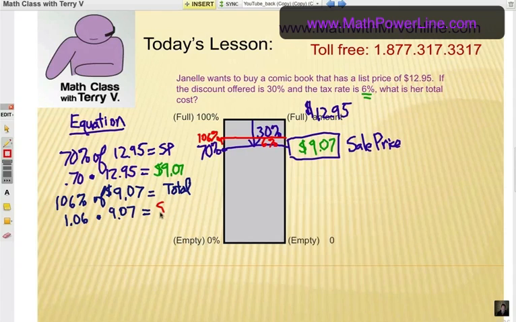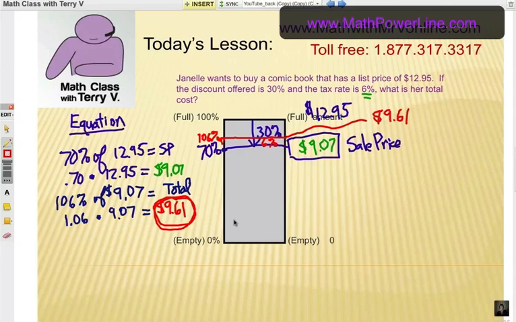$9.61. So that is actually going to be my final answer. That's with the discount taken off and the tax added back on. So that would be this amount right here. $9.61.